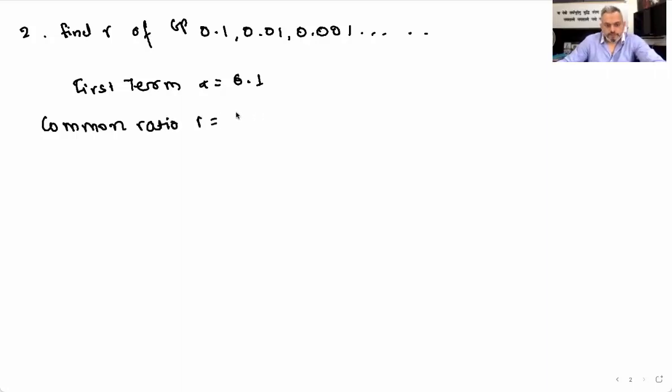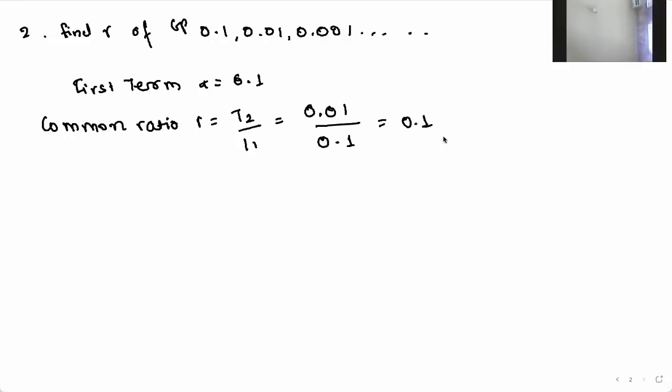R is equal to T2 upon T1, which is equal to 0.01 upon 0.1. Now directly take the calculator and solve it on the calculator itself. What answer are you getting? 0.1, which is equal to 0.1. Now A मिल गया, R मिल गया, और यही हमें फाइंड करना है. What is the common ratio? So very simple sum.